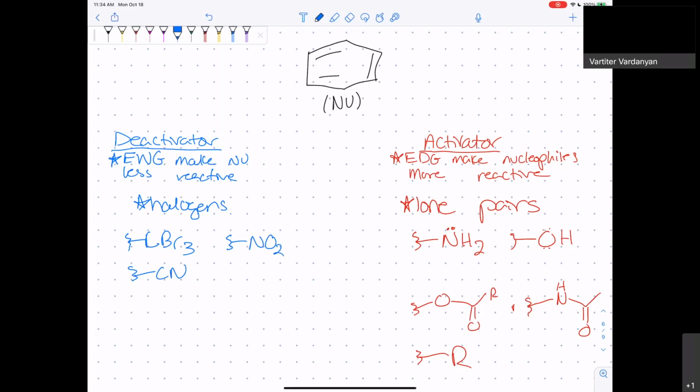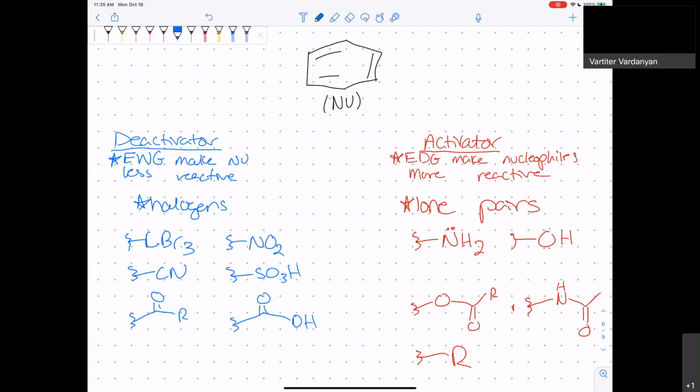We also have SO3H. We also have carbonyls, yes. So we have esters, ketones and aldehydes. And then we also have esters and amides if it's attached at the carbonyl side. This is a pretty good list for now. Does anyone have anything else they want to add?